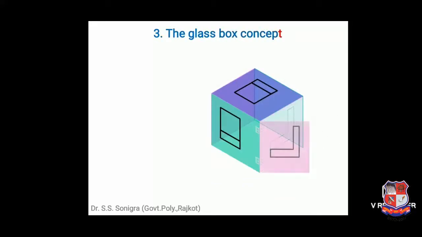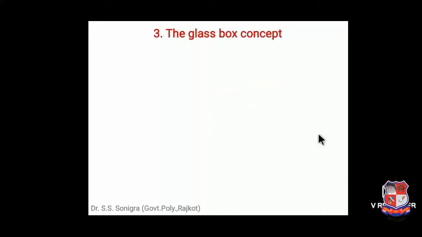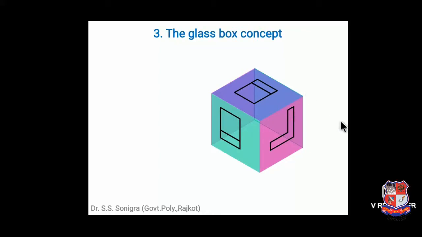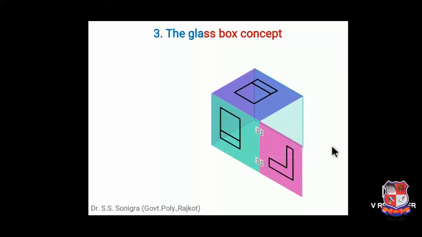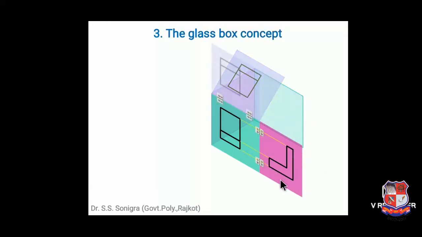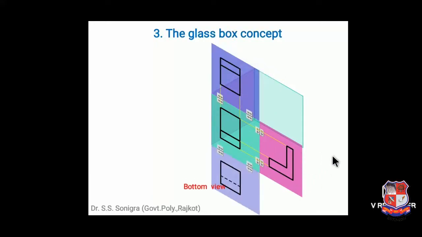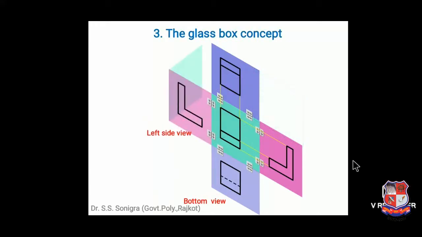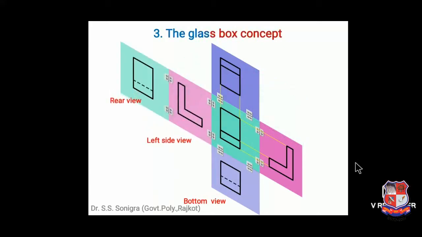Now third concept, that is glass box concept. Now what is glass box concept? In this concept we assume that the object is inside a box of glass. Suppose this is a box of glass and the object is inside this box. We open all faces of this glass after taking a photograph from each side or drawing the object on each side like this. So these are the views: front view, top view, bottom view, left hand side view, right hand side view and rear view.